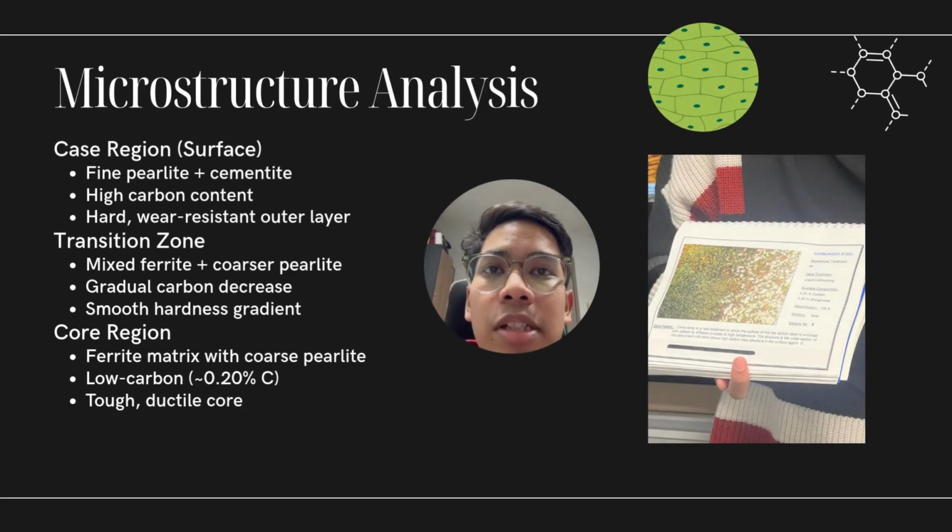According to the microstructure analysis, the edge sample showed a clear case-core gradient, which is typical of carburized steel. At the surface, we observe a high carbon microstructure with fine pearlite and cementite, indicating a hardened case layer. In the transition zone, the microstructure gradually shifted to a mix of ferrite and coarser pearlite as the carbon content decreased. At the core, the structure was mainly ferrite with coarse pearlite colonies, reflecting the original low carbon steel composition. This confirms that carbon diffused inward during carburizing, creating a hard outer layer and a tough inner core.